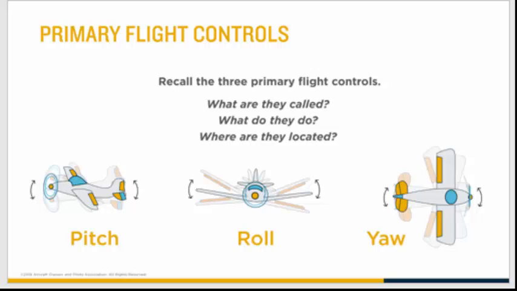Alright, so yesterday we talked about 3 primary flight controls here. Hopefully you guys can remember what they are. Ailerons, they control the roll, they're located on the wings. Elevator controls the pitch, it's located on the horizontal stabilizer. And the rudder controls the yaw, which is located on the vertical stabilizer.